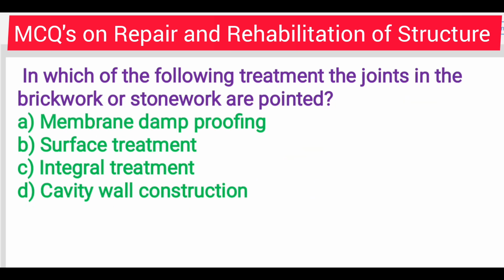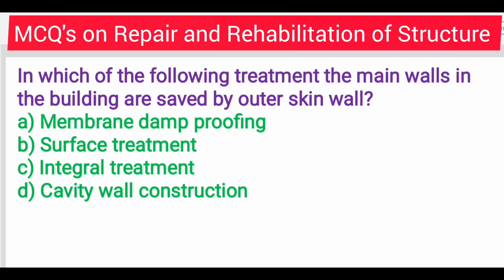Next question, in which of the following treatment the joints in the brickwork or stonework are pointed? Option A, membrane damp proofing. Option B, surface treatment. Option C, integral treatment. Option D, cavity wall construction. So the correct answer is option B, surface treatment.